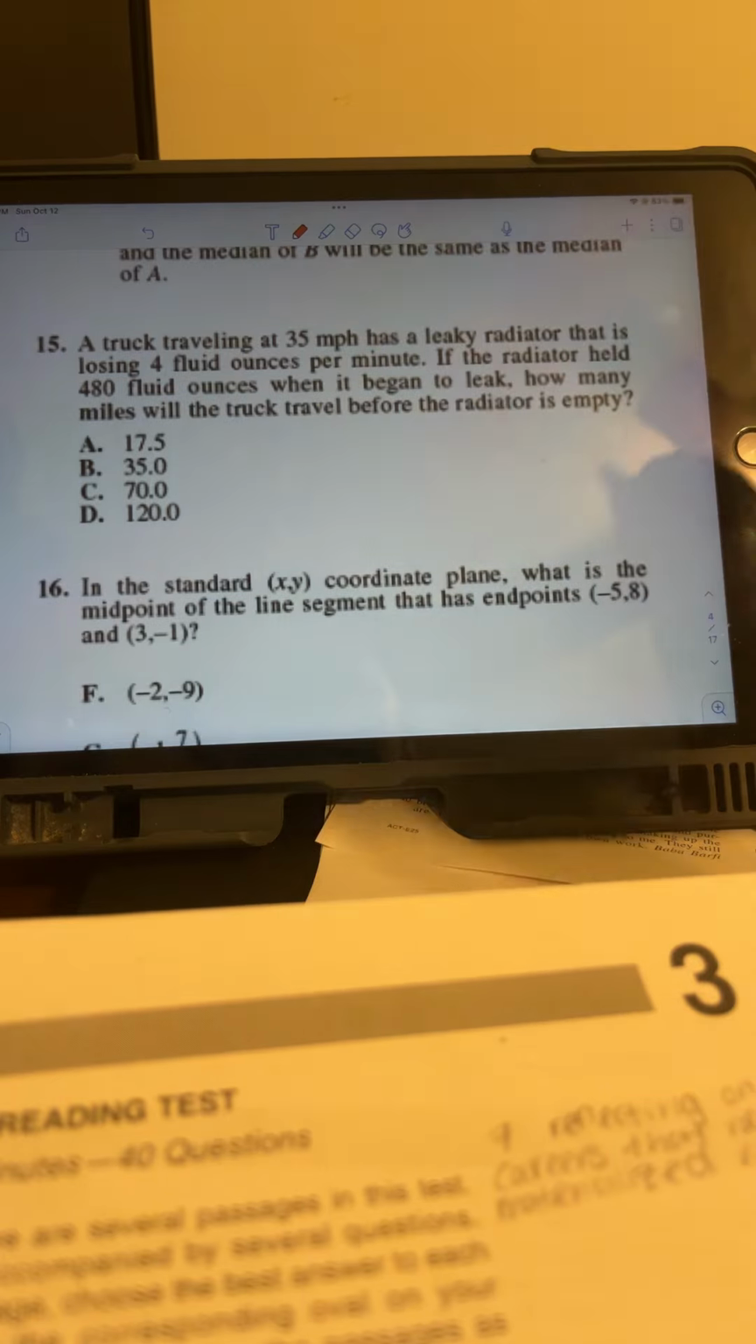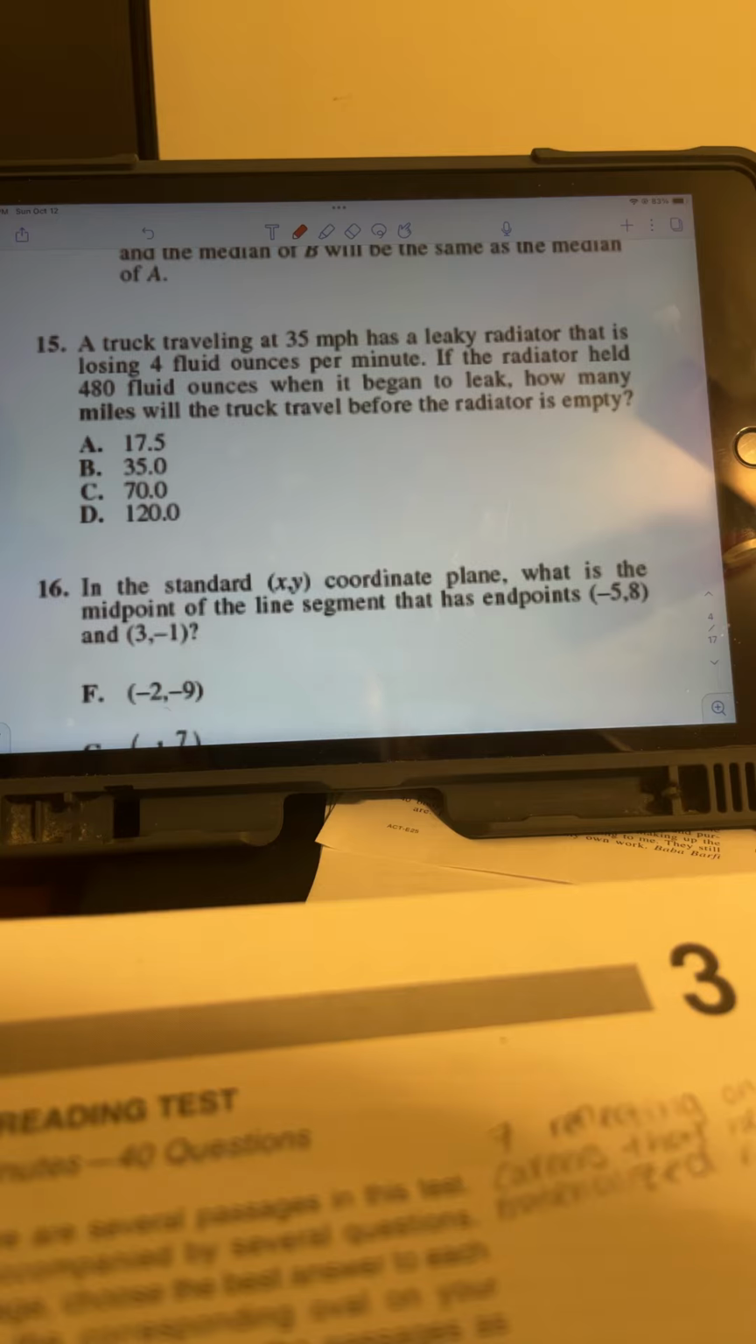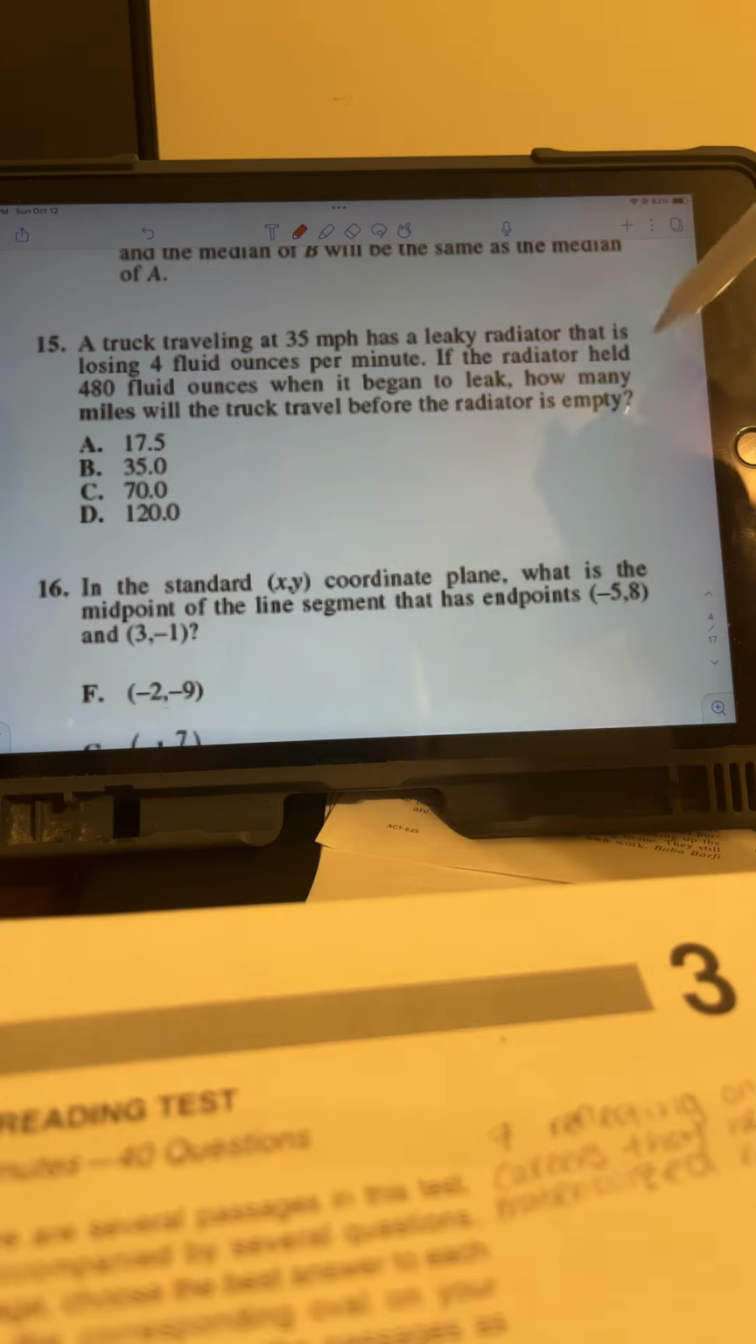A truck traveling at 35 miles per hour has a leaky radiator that's losing 4 fluid ounces per minute. If the radiator held 480 fluid ounces when it first began to leak, how many miles will the truck travel before the radiator is empty?